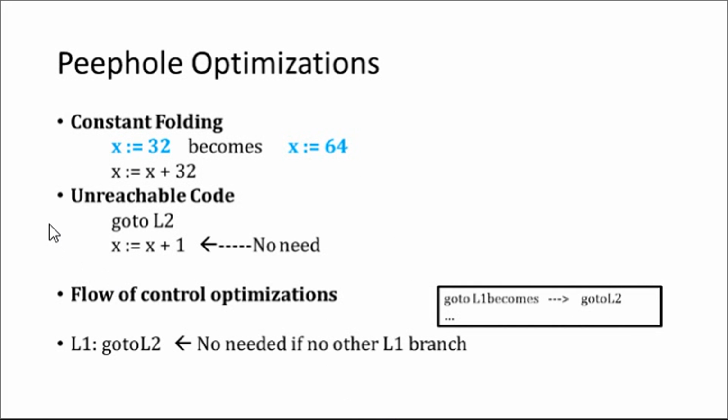We have already covered this topic, constant folding: x is equal to 32 and x is equal to x plus 32. Let me rewrite that as x is equal to 64. In the flow of control case, we are writing the statement go to L2, and at L2 we have L2 is equal to x plus 1. Then is it possible to rewrite it directly as go to L1, instead of writing L1 is equal to go to?